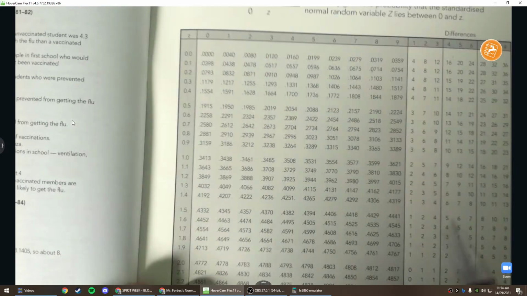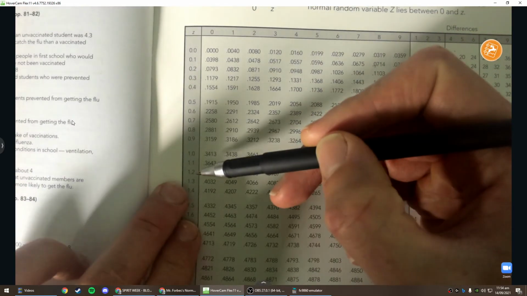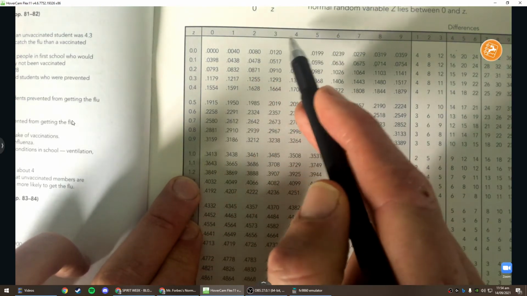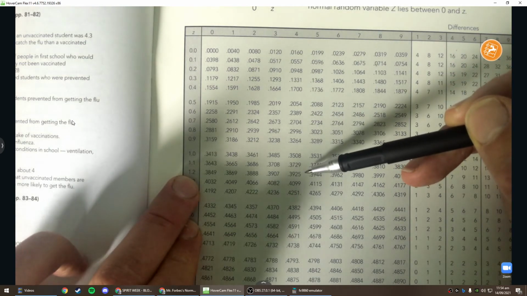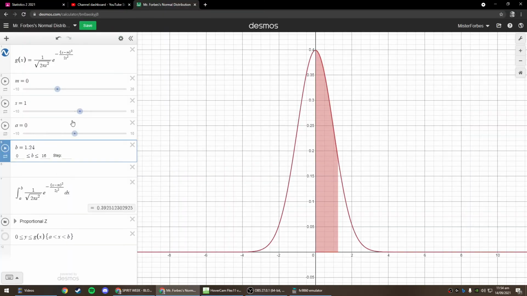So if we're doing that, we go to 1.2, and then we go across to the 4, because that's going to be the next number. So then we go down here, and it's 1.24. So it's 0.3925. And let's check that. 0.3925, absolutely correct.